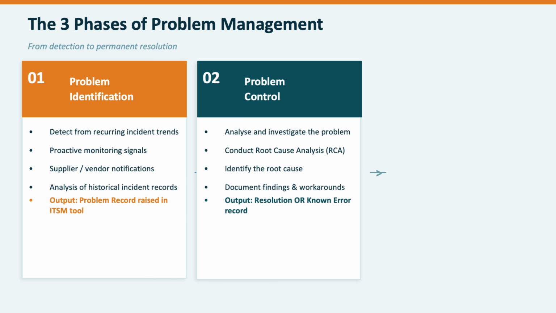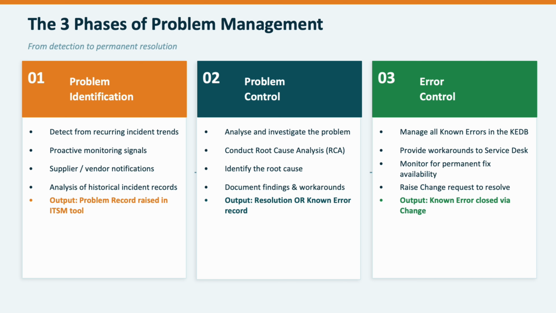Manage all known errors in KEDB, provide workarounds to the service desk, monitor for permanent fix availability, and raise a change request to resolve. So guys, let me explain why we are talking about change requests here. As we talked about, the problem team is looking for the depth, looking for the root cause of that particular incident coming in, and they are trying to resolve it. Mostly problem tickets involve your vendors, and they involve your senior level teams as well, and they identify the major problem.